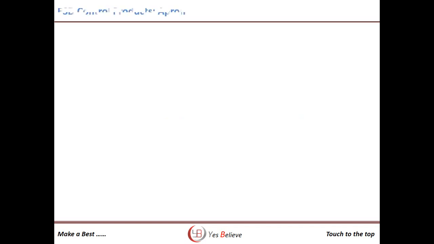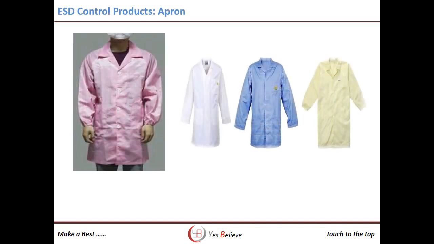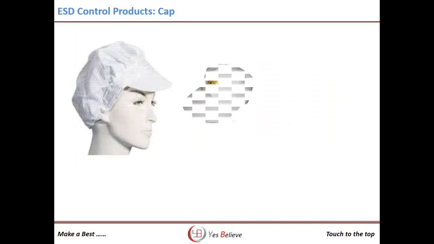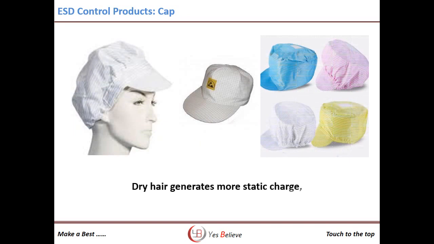The most common product used is the ESD apron. As explained, when we walk, static charge is generated in our body. The aprons are made up of polyester material, which reduces this generation of static charge. Secondly, we use the head caps. As you know, dry hair generates more static charge. The cap reduces the generation of the static charge and avoids the damage of the components.